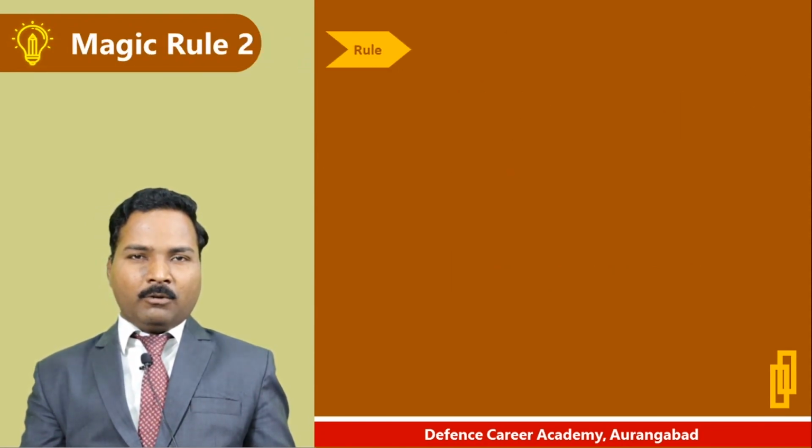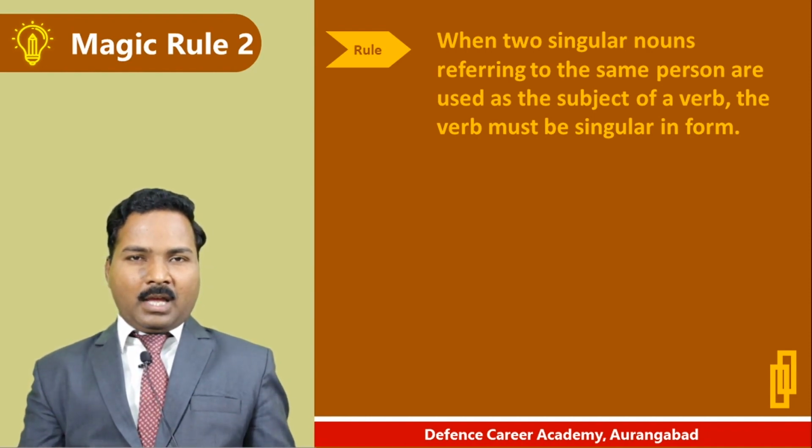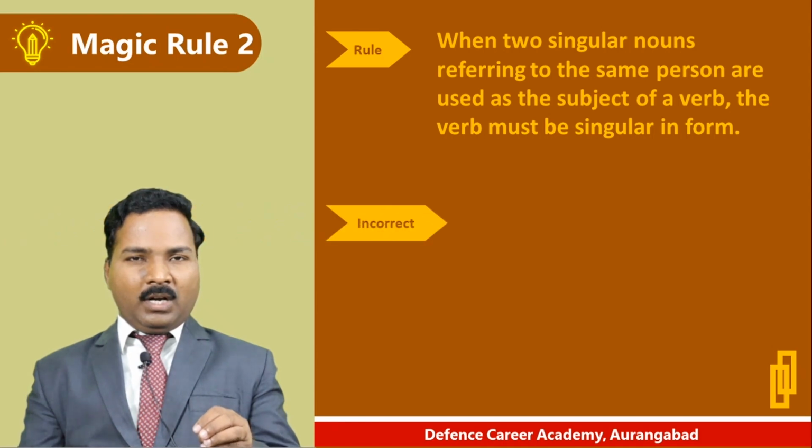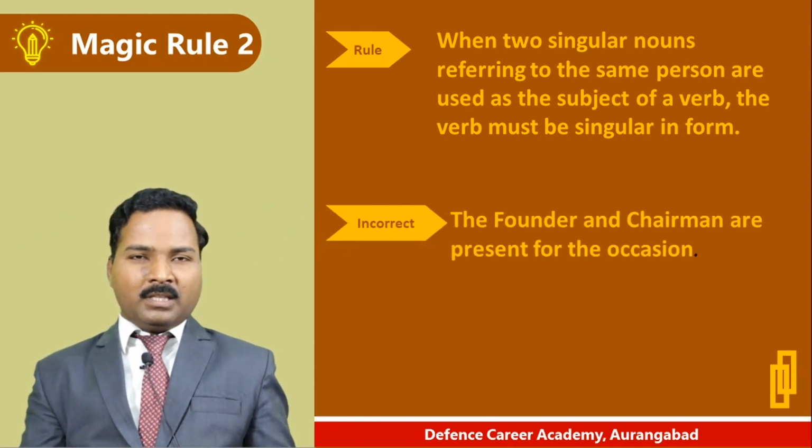Now we are going to learn rule number 2. In this rule we can see that when two singular nouns referring to the same person are used as the subject of a verb, and only once the is used before the first noun, then the verb should be singular in form. The verb cannot be plural in form. As you can see in this example which is incorrect: the founder and chairman are present for the occasion.